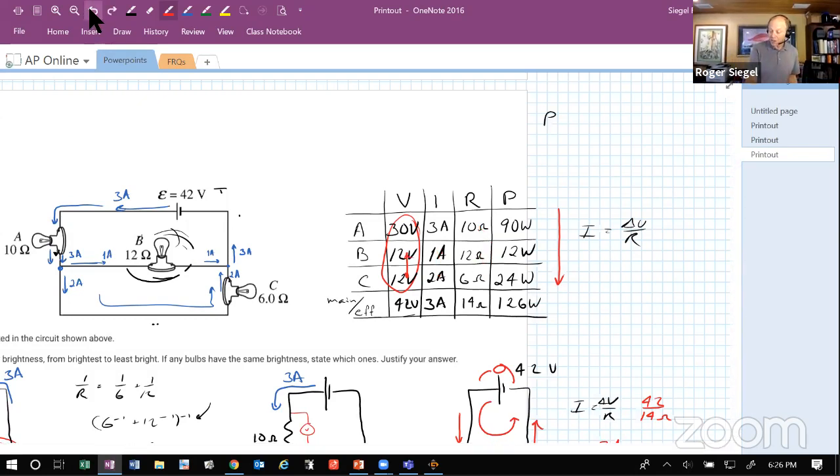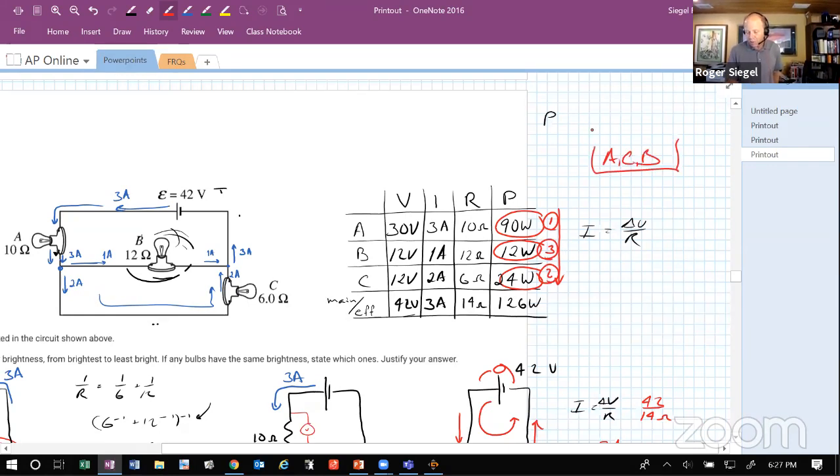So now we can answer the question, which is the brightest. The brightest one is the 10 ohm resistor, followed by the 12 ohm resistor. I'm sorry, followed by the 6 ohm light bulb. So here are the orders: 1, 2, and 3, or A, comma, C, comma, B. Boom, boom, boom.